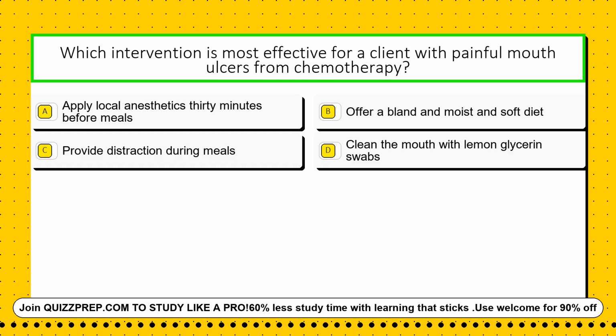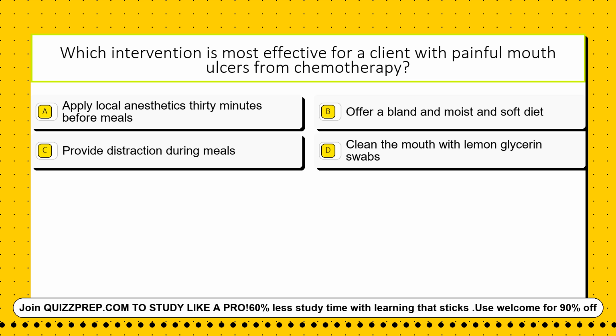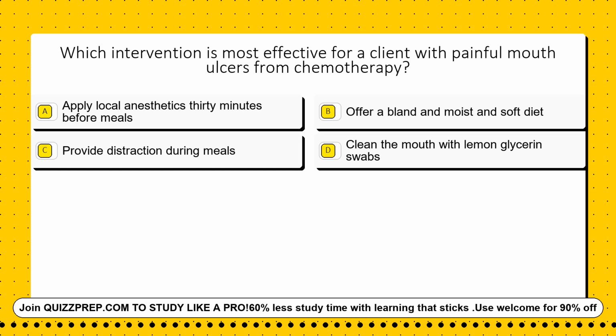Question 103. Which intervention is most effective for a client with painful mouth ulcers from chemotherapy? Option A. Apply local anesthetics 30 minutes before meals. Option B. Offer a bland and moist and soft diet. Option C. Provide distraction during meals. Option D. Clean the mouth with lemon glycerin swabs.